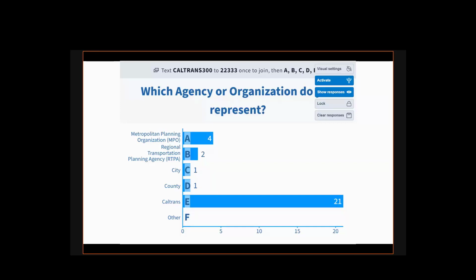Okay, we got over 100 people in the workshop today, so I'll give a couple more minutes for folks to get their polling done. Again, if you want to participate in the polls, text Caltrans 300 to 22333, and that will get you in the polling.